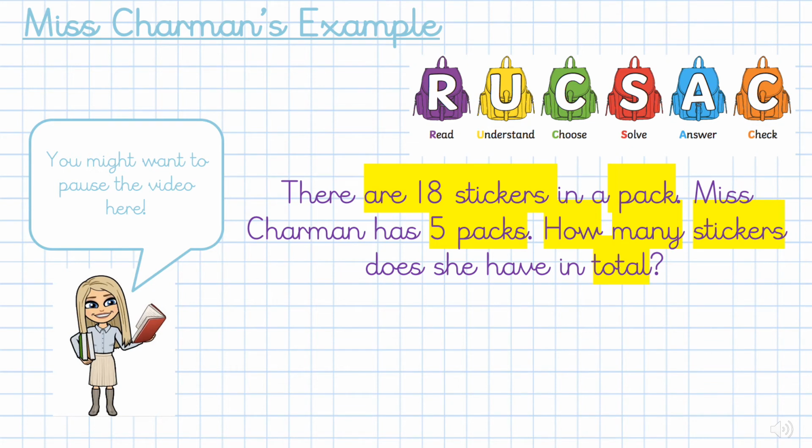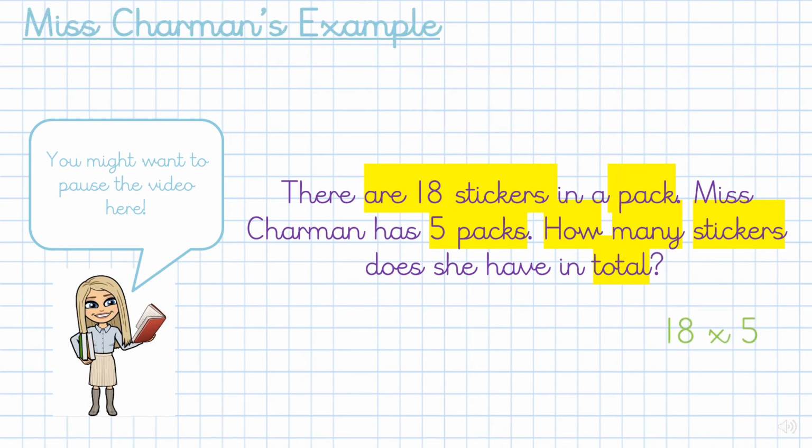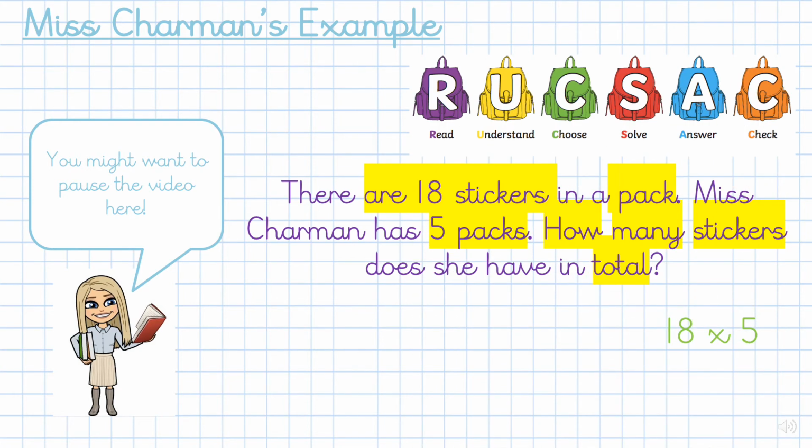Now you have to understand what the question is asking you. Make sure you highlight or underline the important information here. We're now going to choose how we're going to solve the question. The question is asking us to do 18 times 5, which means I know I need to use short multiplication to help me with this. Remember, this is a formal written method of multiplication.